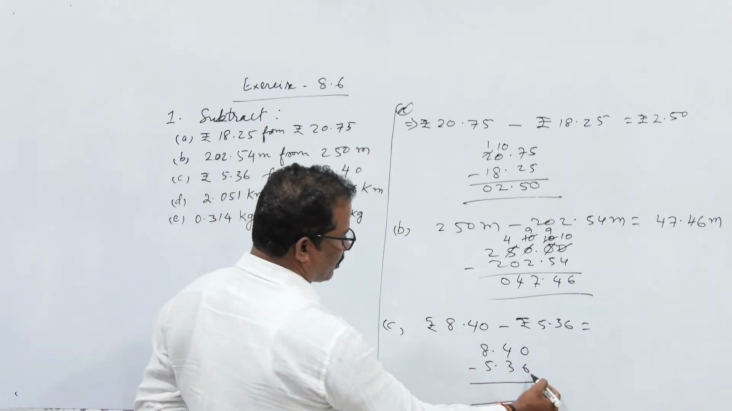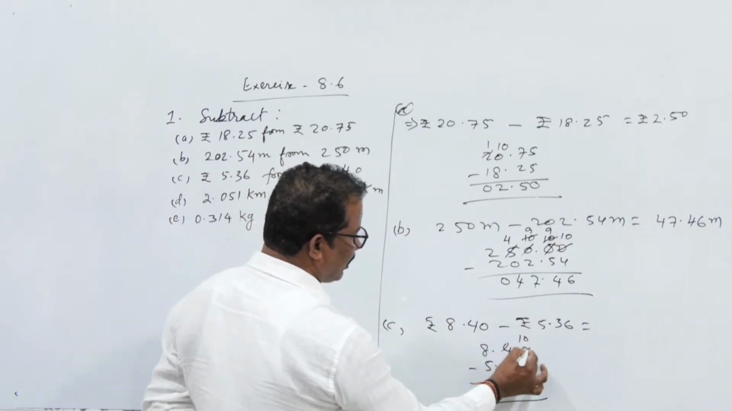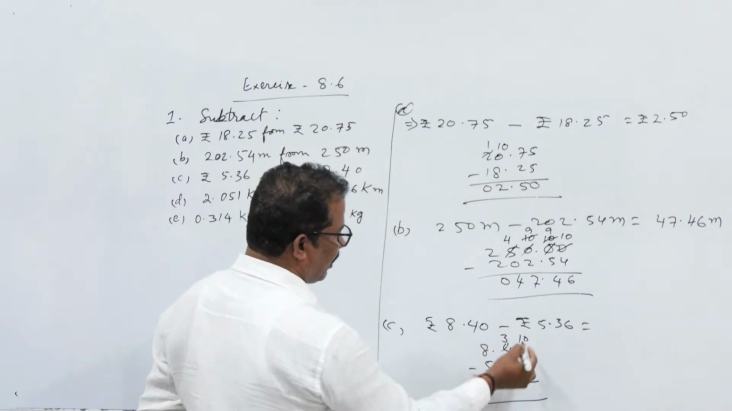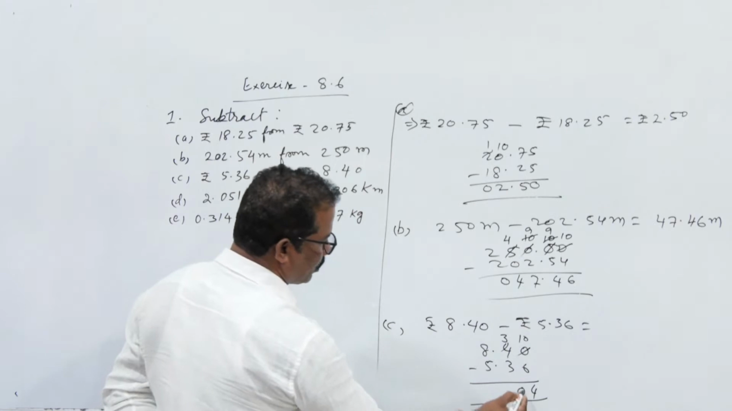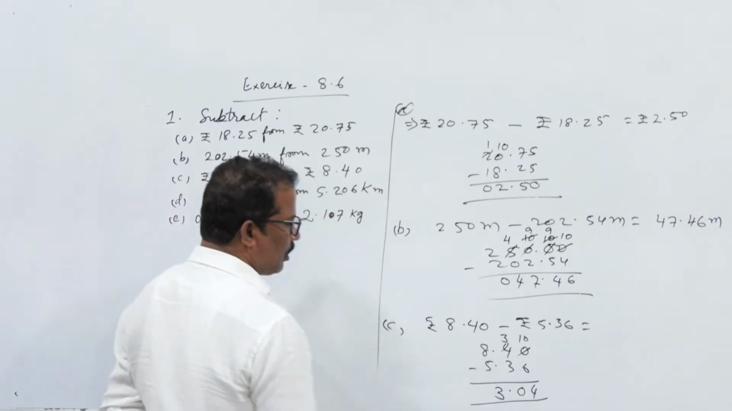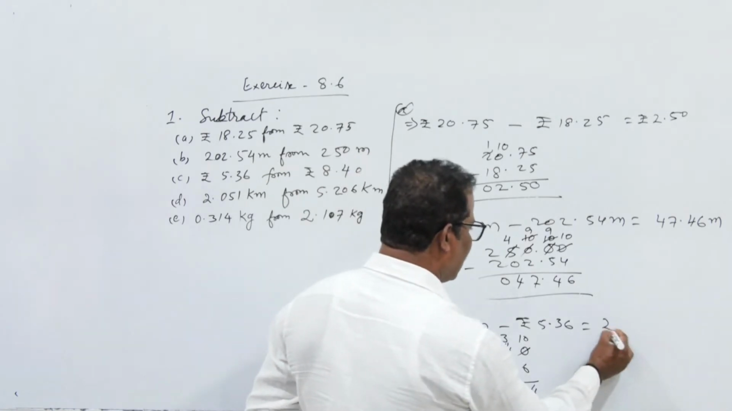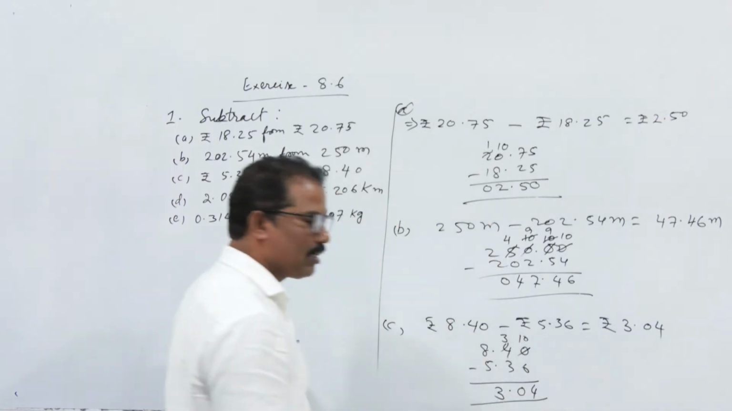So from 0, 6 is not possible to subtract, so we have to borrow one from here, this becomes 10, and here 3 remains, and 10 minus 6 is how much? 4 only. Now 3 minus 3 is 0, then point, 8 minus 5 is 3 only. So what is the difference we got here? That is rupees 3.04. Understand all of you?